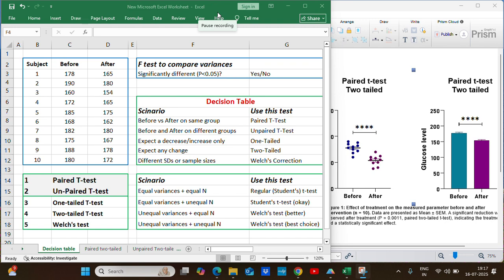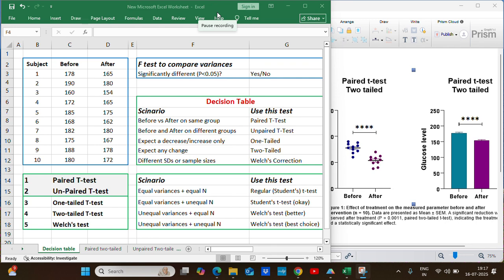To make it easier, I have created a small decision making table which we will use to figure out which test fits your data and your hypothesis, and how to decide which test you need to perform. Then we will go into GraphPad Prism and I will show you how to actually perform each test step by step with a representative example.